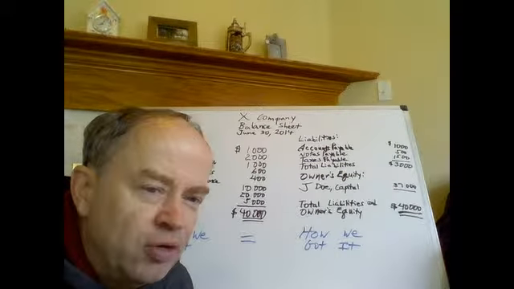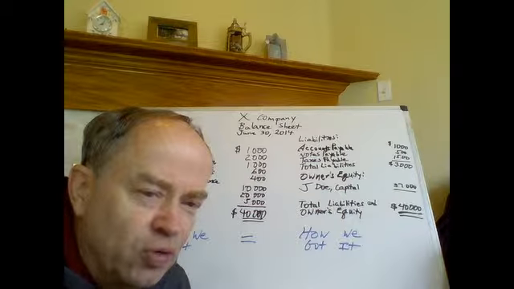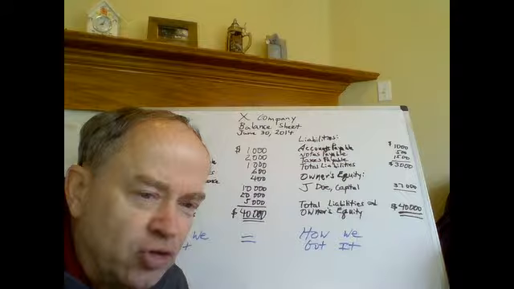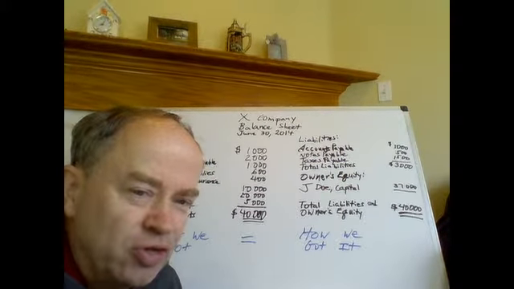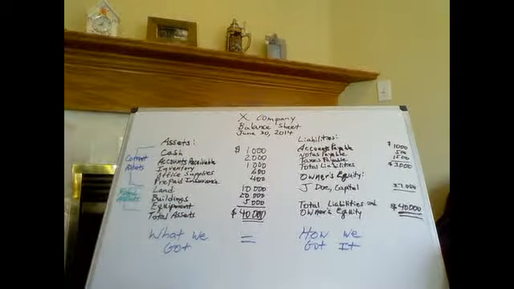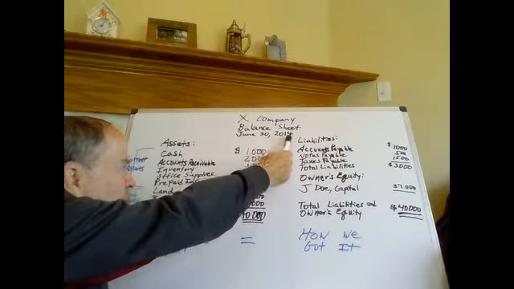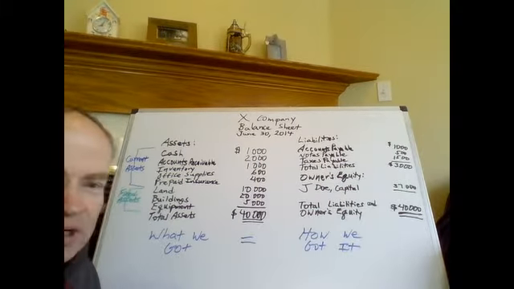Please note on this video, anything in green or blue is for your notes only. Everything in black is what should be on a balance sheet, properly prepared. So let's look at today's balance sheet for X company. Again, when we do a financial statement, we need the name of the company, the name of the statement, and either the period of time or the point in time.